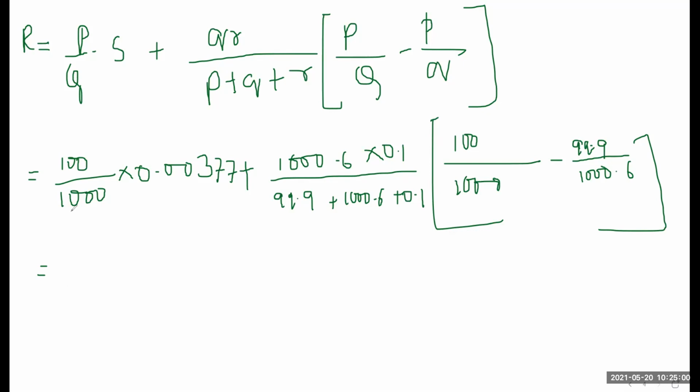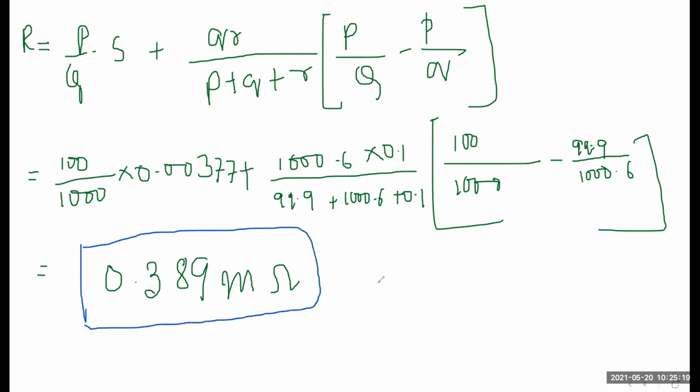If I wait for your answer, it will be somehow 0.389 milliohm. Somewhat like this. If you get this kind of answer, then your answer is correct. Okay, this is my answer. If I wait for your answer, then I won't get it. So this kind of question will come.